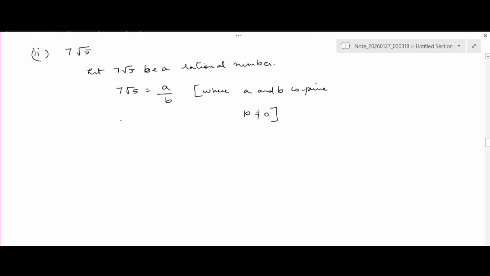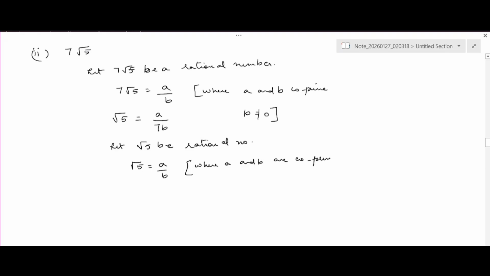Okay, now I will take root 5 alone on this side. I will bring 7 to the other side, so it is a by 7b. Okay, now let us assume, let root 5 be a rational number. So root 5 is equal to a by b, where a and b are co-prime, b not equal to 0.